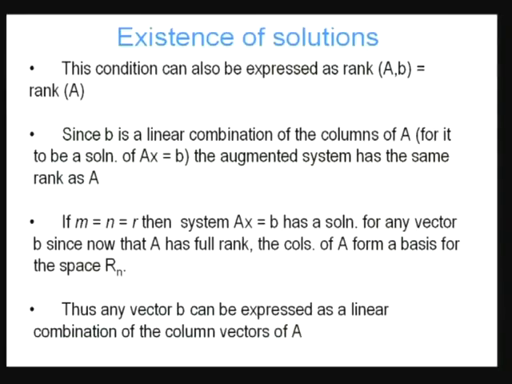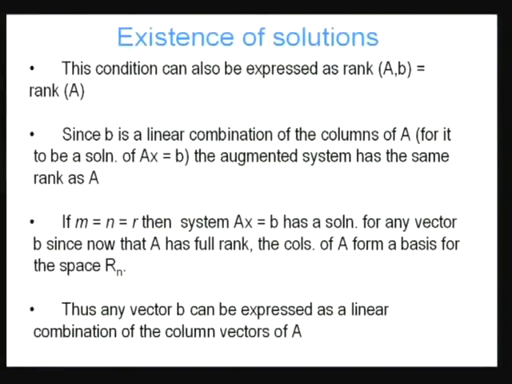That means each of the columns of A are linearly independent vectors, and since the space has dimension n, and I have n linearly independent vectors which are the columns of A, this implies that the columns of A form a basis for the space Rn, and since they form a basis for the space Rn, any vector b can be represented by a linear combination of the column vectors of A. Thus, given any vector b, we can find x such that Ax is equal to b.